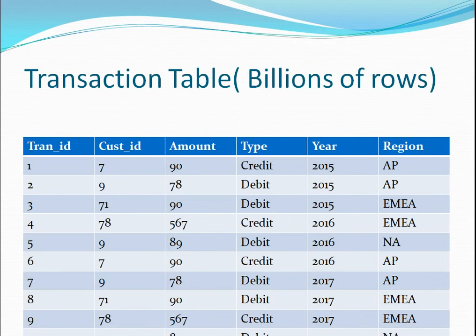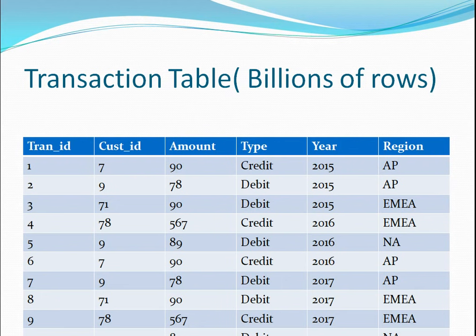So I have another transaction table. I mean, this is a different transaction table. It's laid out in a different manner. Here we have the 6 columns: transaction ID, customer ID, amount, type, and year being the critical column here. So we have data from 2015, 2016 and 2017 for these 3 regions.